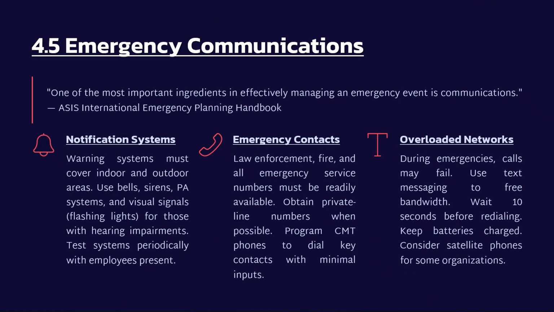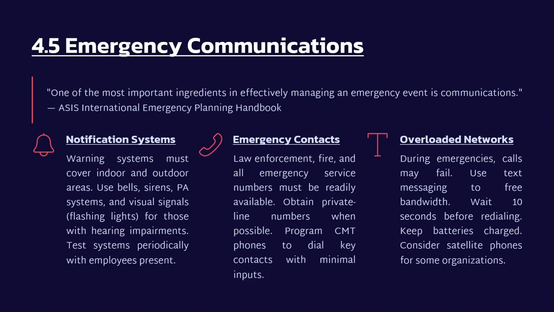Effective communication is one of the most important elements of emergency management. During an emergency, clear communication ensures that people receive instructions quickly and understand what actions to take. The first component is notification systems. These systems provide warnings through methods such as public address systems, alarms, bells, or sirens. Emergency notifications must be accessible to all personnel, including individuals with hearing impairments. The second component is emergency contacts. Organizations must maintain updated lists of key contacts, response teams, and external emergency services.